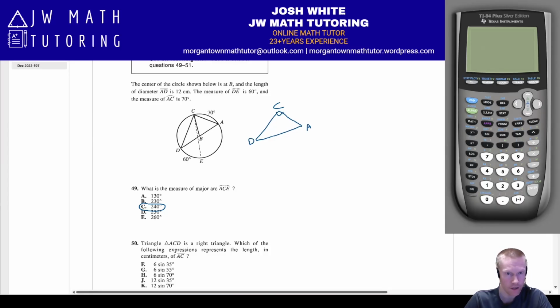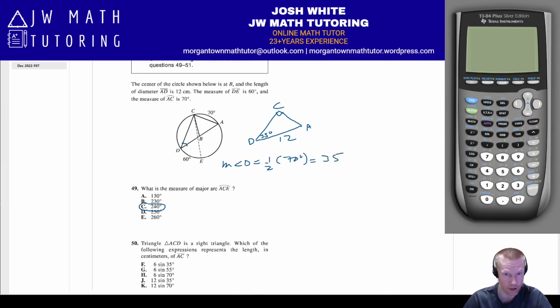It's 90, okay. Out here, we know AD is 12. Now, the whole key to this one is knowing that this angle down here will be 35 degrees. The way that you know that is because this is an inscribed angle, angle D or angle CDA. The measure of an inscribed angle is half the measure of its corresponding arc. So the measure of angle D will be 1/2 of AC, the 70-degree arc, or in other words, 35.